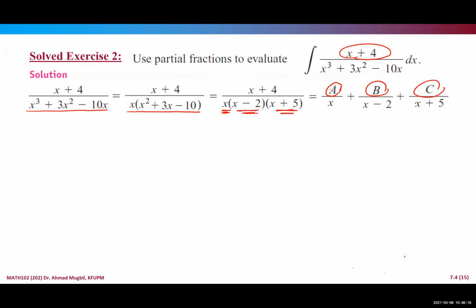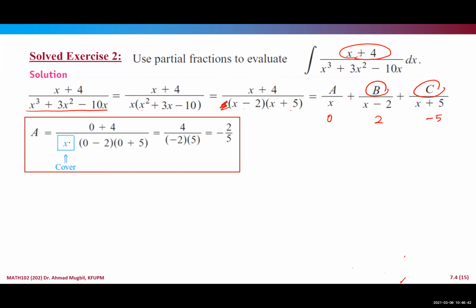Okay? What we will do, as I told you, I will ask myself, what is the denominator of A? It is x. I will cover it. And I will ask myself, what is the zero of this factor? It is 0. What is the zero here? It is 2. What is the zero here? It is -5. So I will substitute here by 0. To find A, I will cover it, then substitute by 0.